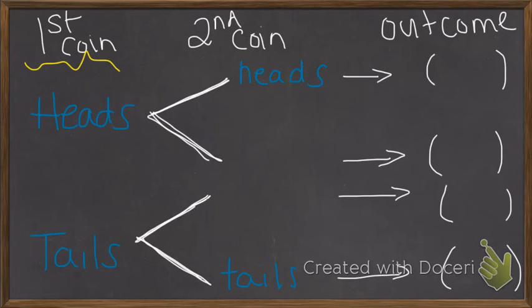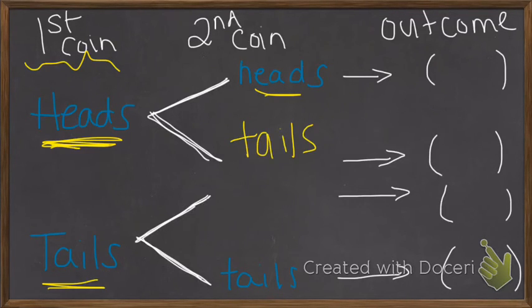We know each coin has a head and a tail. So our first coin could either be heads or it can be tails. Now, that second coin can again either be heads or tails. So if our first coin was heads, then our second coin can either be heads or it could be tails. And exactly the same way, we can also have heads or tails if our first coin was tails.